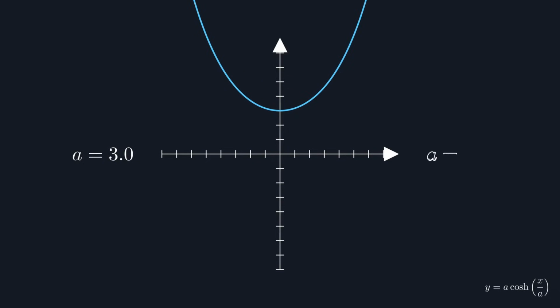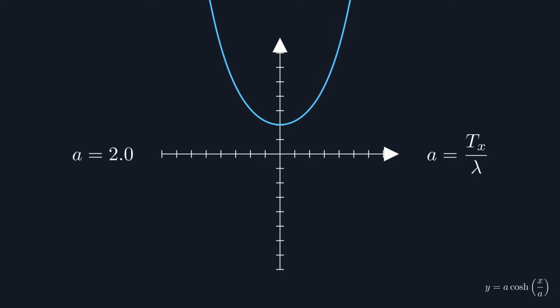Since a is the ratio of the tension to the weight per length, we're basically controlling how tight the chain is. And that's about it.